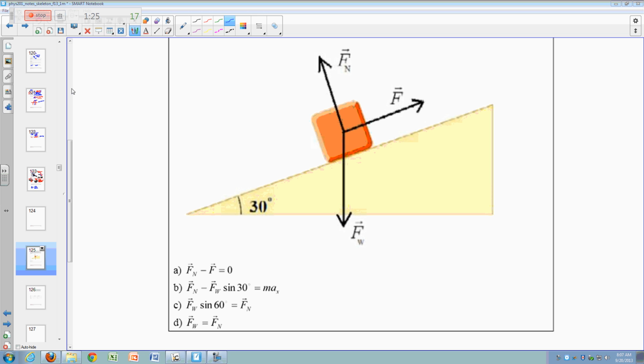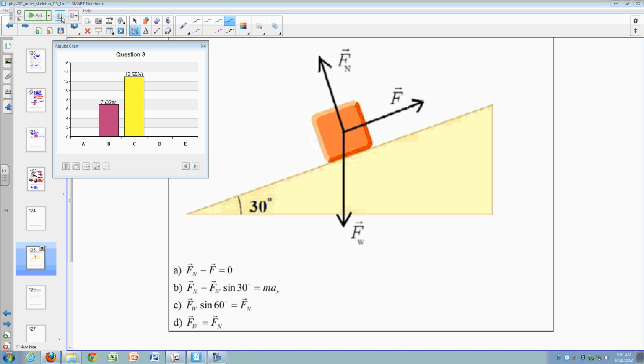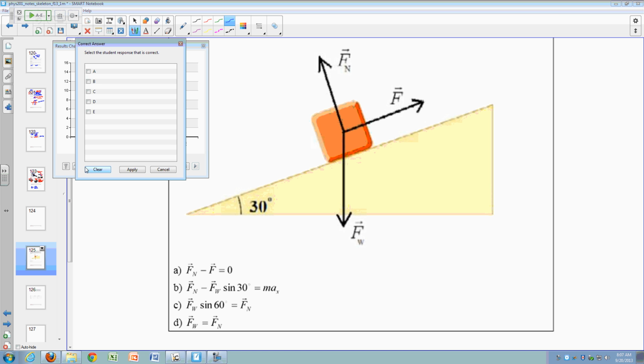I'll stop at 130. 130. Let's guess if you don't know. Let's see, it's right.